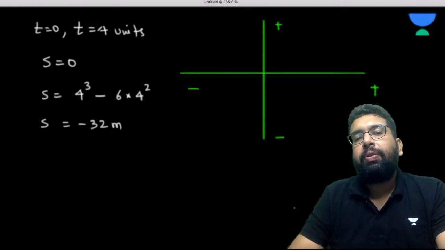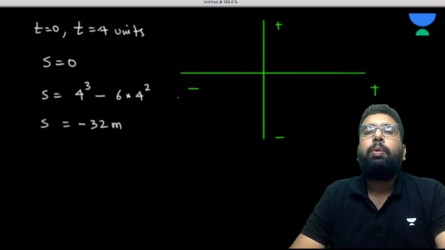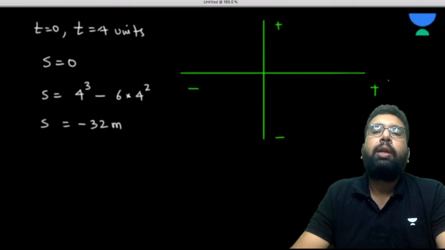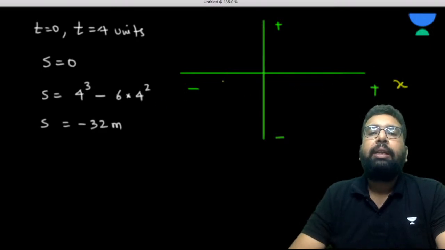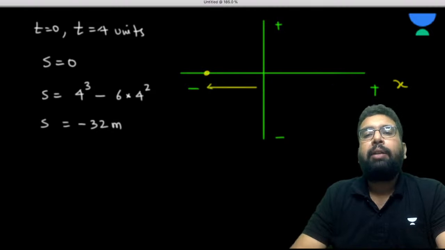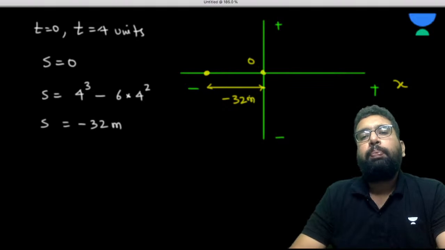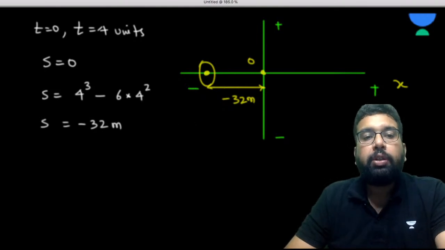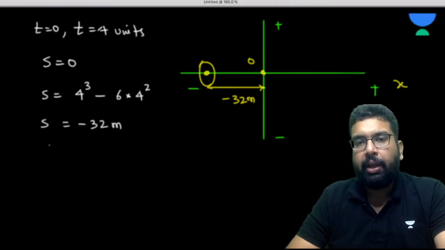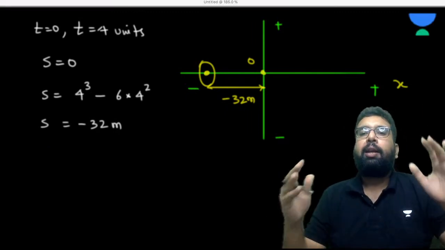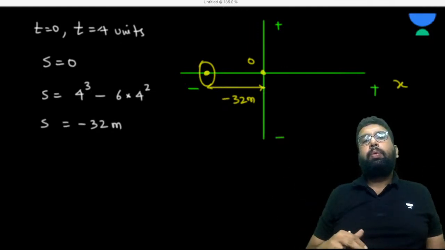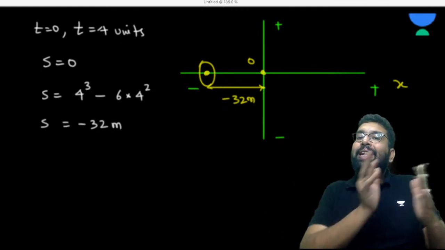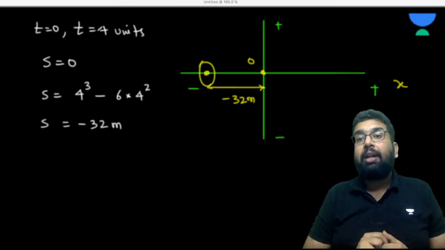Now see, what it refers to is s equal to minus 32 meters. If the body is on this x-axis, it means it is minus 32 from this origin. We know this is the origin, and this is the position of this particular body at this reference of time. After 4 seconds, it is at a position of minus 32 from the origin, that is, behind the origin by 32.